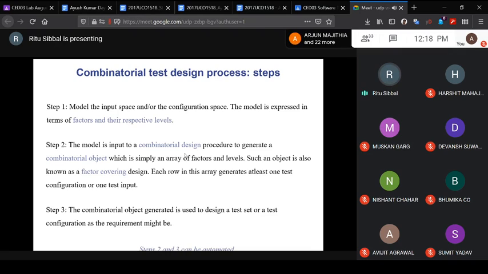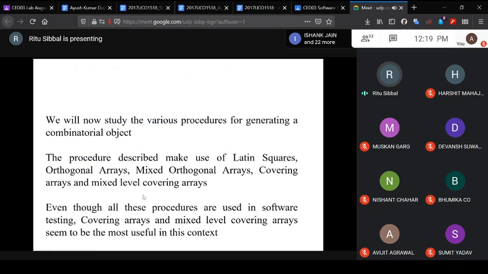Now, each row in this array generates at least one test configuration or one test. So basically, you'll get arrays. We'll see that in later lectures also, what the various techniques are for generating this combinatorial object. So how can we do the combinatorial design process? Each row will generate at least one configuration or one test input. All right, so let's move further. Now we will see the various procedures for generating this combinatorial object.